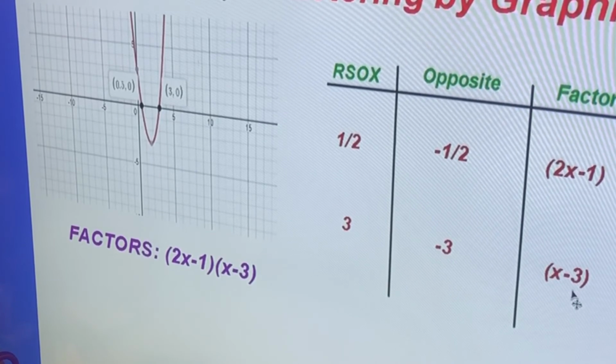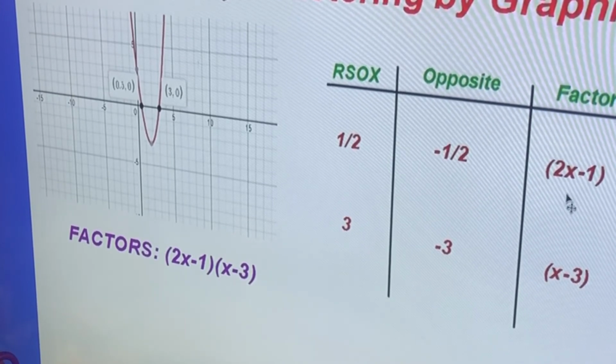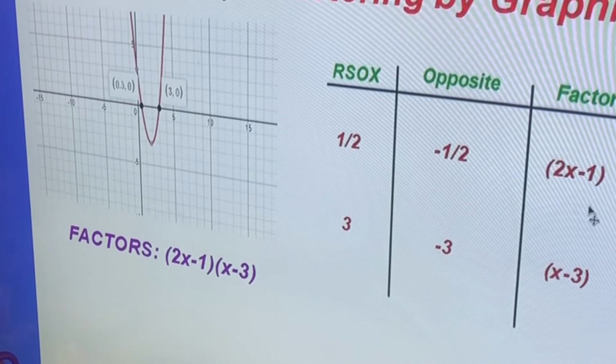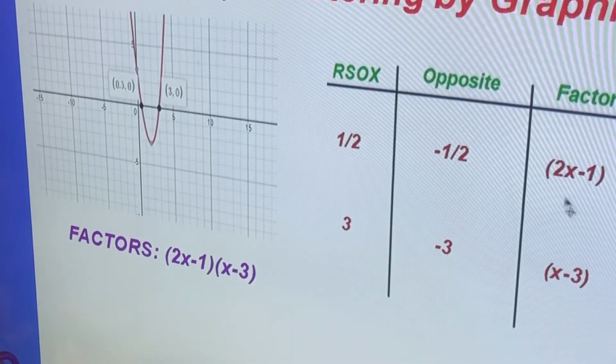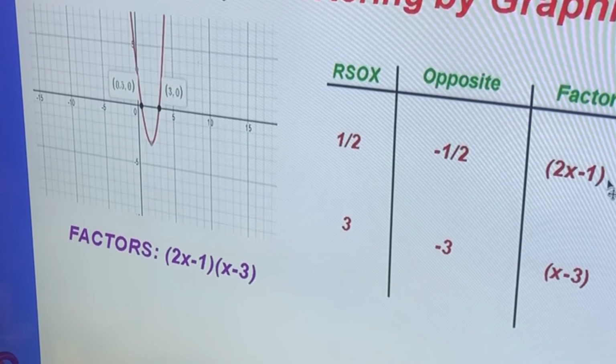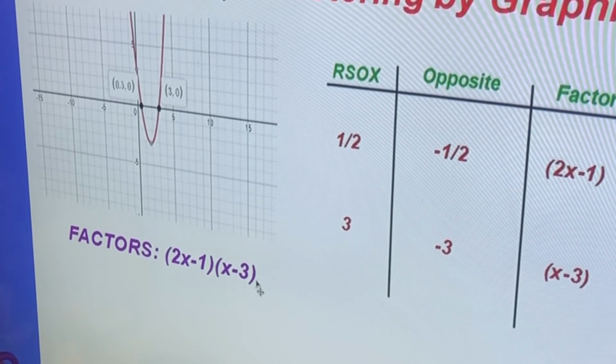Now I'm going to explain x minus 3 first, because this one we just did and it's rather easy. We put an x in front of the -3 and it works out. However, if I were to just put x minus 1/2, that would not work. So you wonder where this 2 comes from. This 2 is from the bottom of this fraction, and I slide it to the front. So I get 2x minus 1. So my factors are 2x minus 1 times x minus 3.